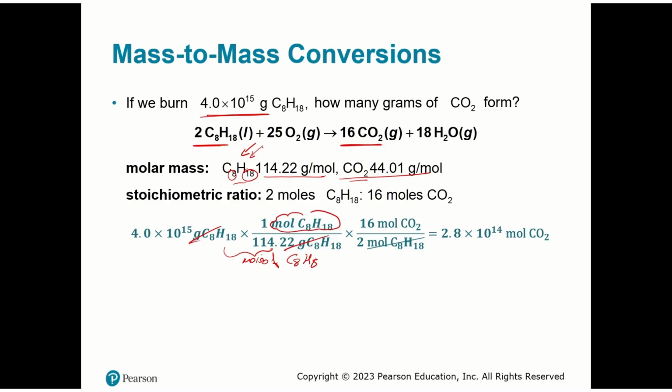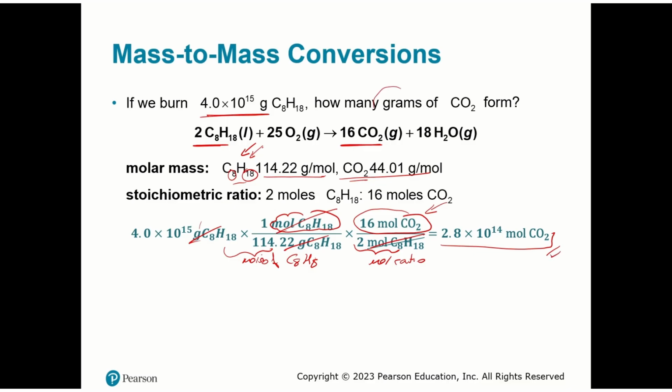And then I'm using the mole ratio, 16 per 2. Moles of CO2 is up here because this is what I want to find, and this one I want to cancel out. We can do it step by step or directly like I'm doing here. So 4 times 10 to the 25 times 1 times 16 divided by the product of 114.22 times 2, and we're going to have the moles of CO2.